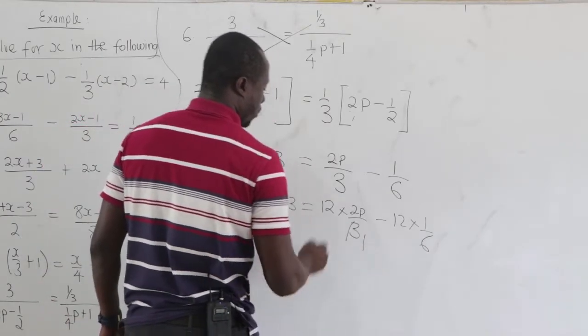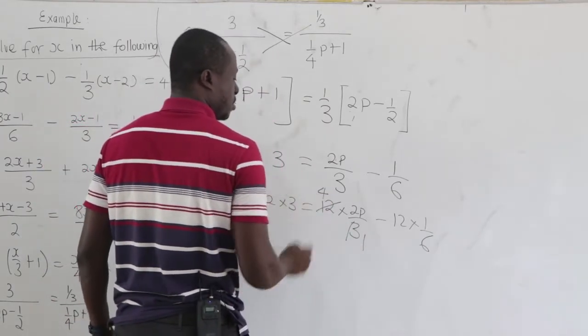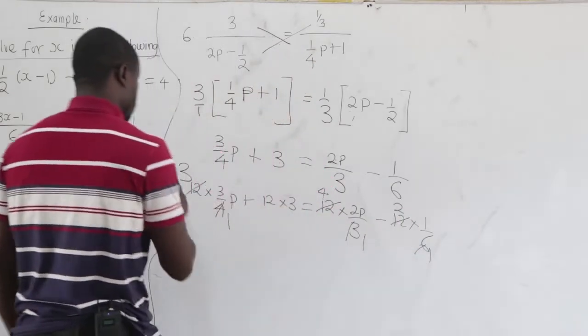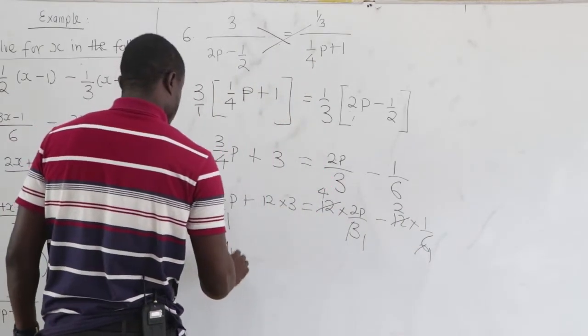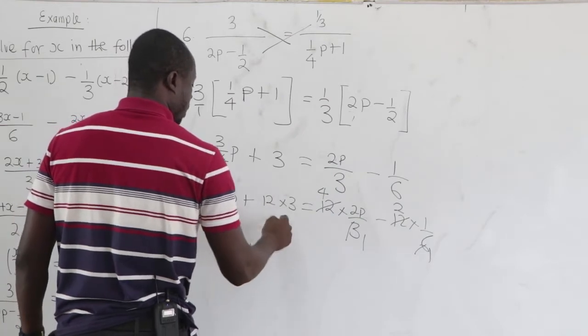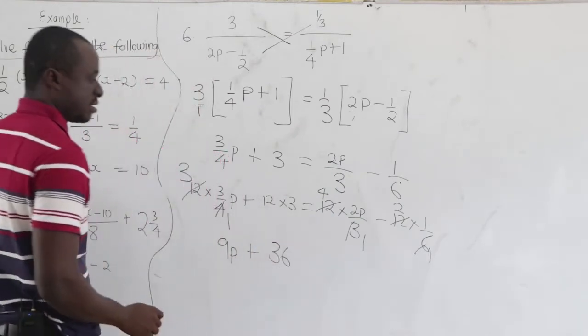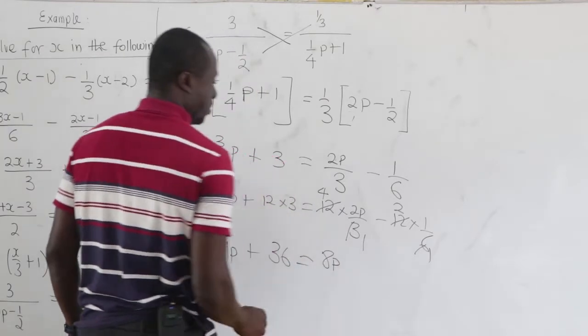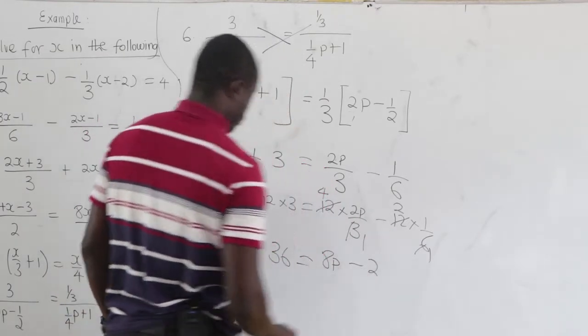3 will go into itself 1, 3 will go into 12 4 times. 6 will go into itself 1, 6 will go into 12 2 times. So we have 3 times 3, we have 9p. Now 12 times 3, we have 36. 4 times 2, we have 8p. And then minus 2. From here, what do we do?